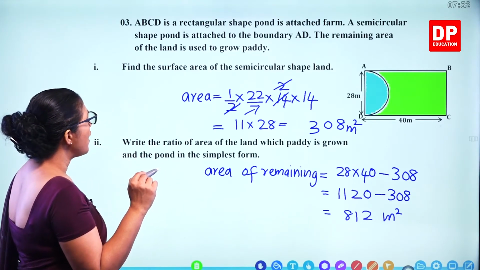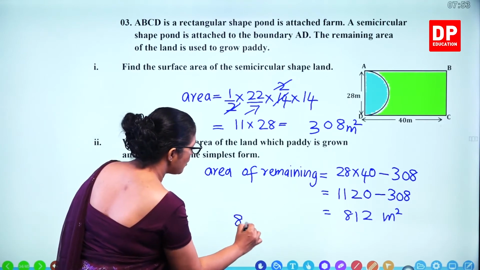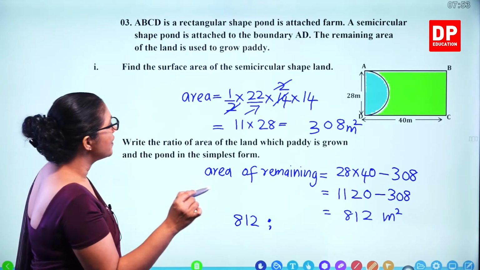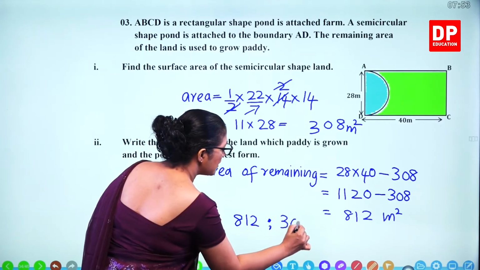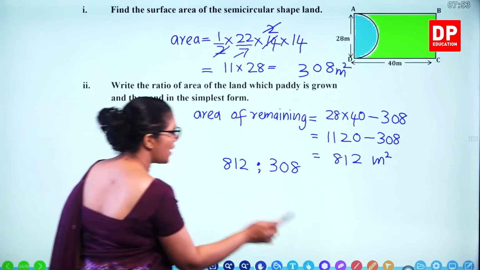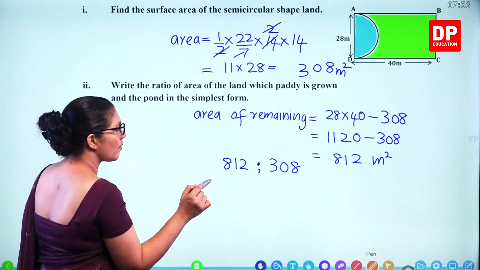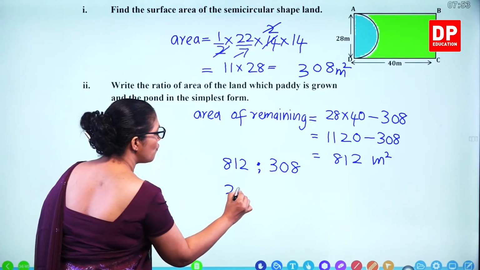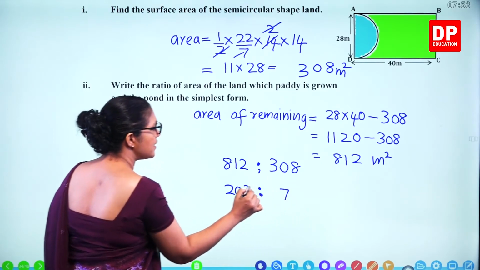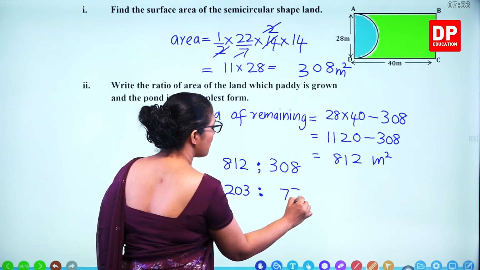Write the ratio of area of the land which is paddy. So that means 812 to area of the pond, 308. So in the simplest form, we have to divide. Can we divide by 4? Yes, 4 times 2, 4 times 3. Then this one, 4 times 7, 28. For 28 again, 4 times 7.